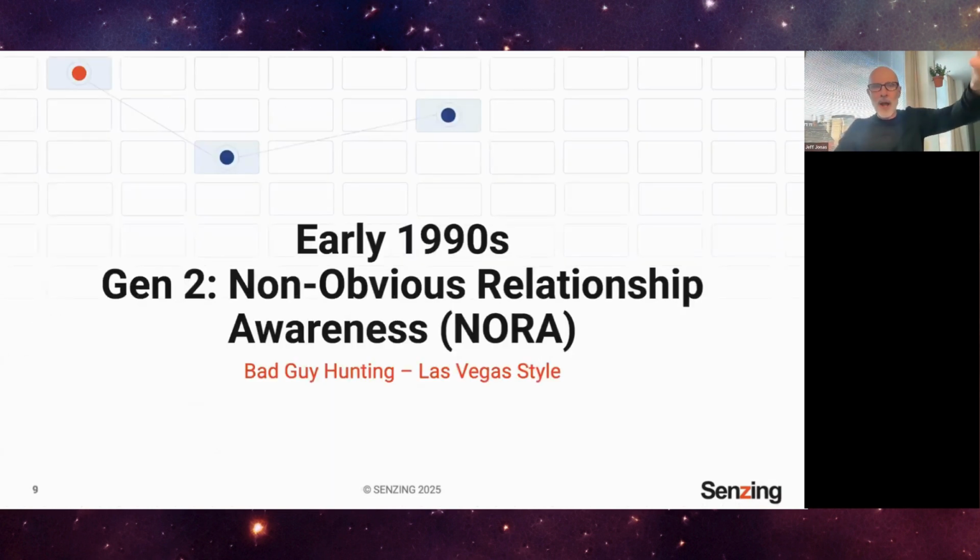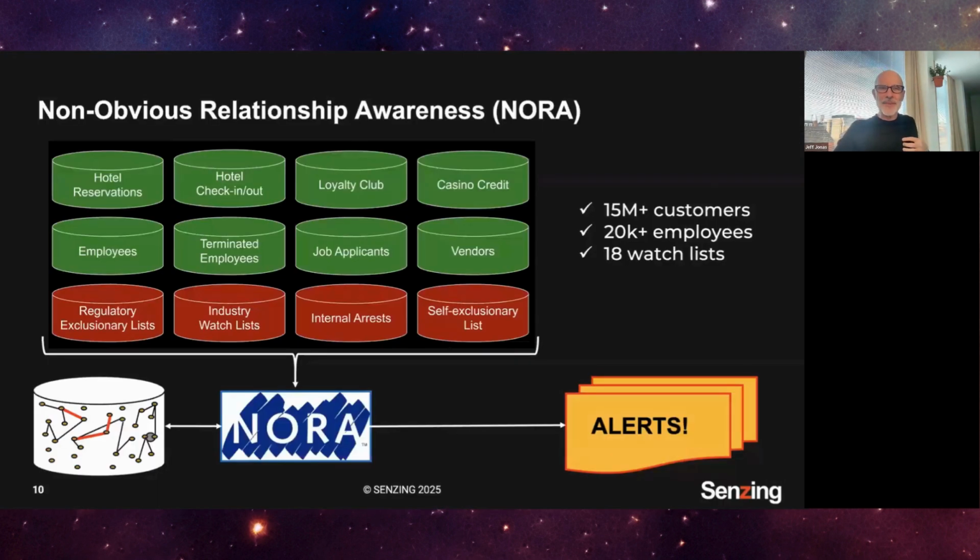Okay, fast forward. Now we're in the early 90s, Gen 2. It became known as NORA, non-obvious relationship awareness. This is for Las Vegas casinos. And here, this was for a casino conglomerate, if you will, not a chain, but they owned a bunch of different casinos. Hotel, everyone making hotel reservations, everybody checking in, the loyalty club, casino credit, employees, terminated employees. They know your policies, they know your procedures, they know your people.